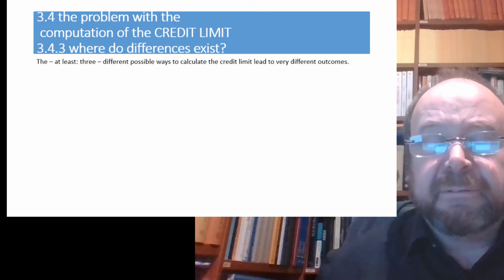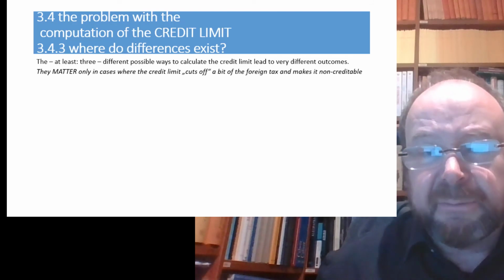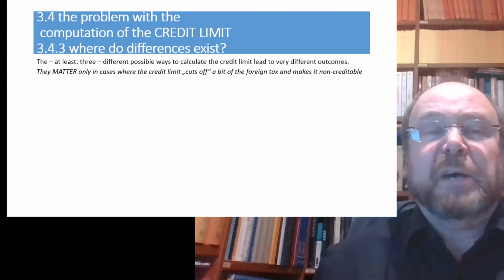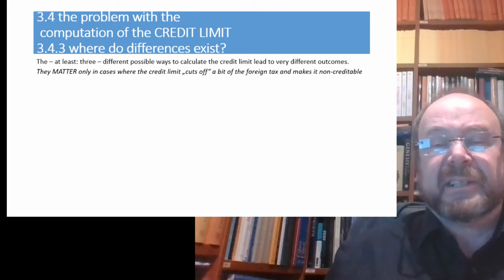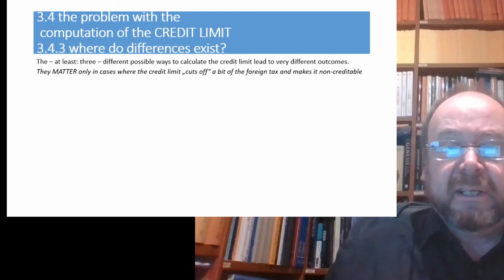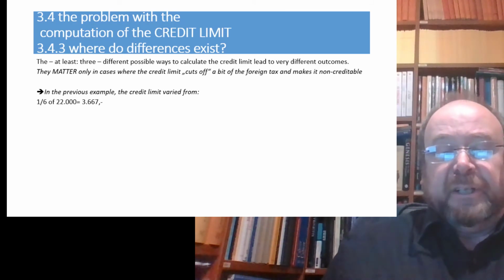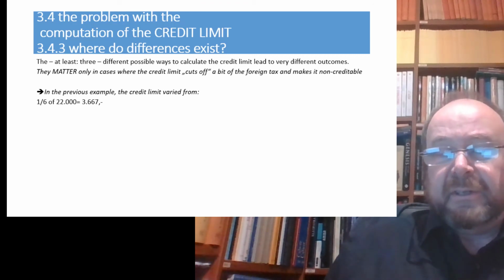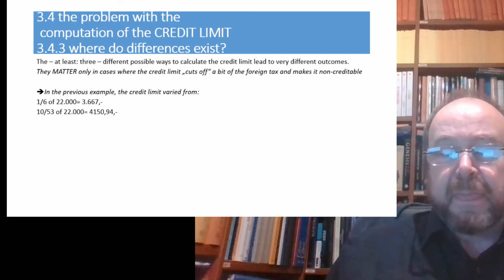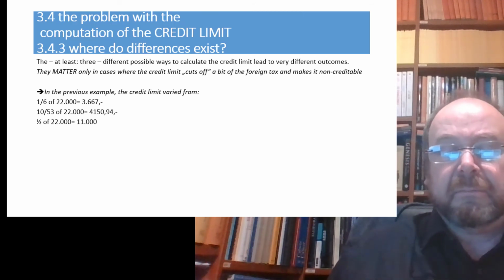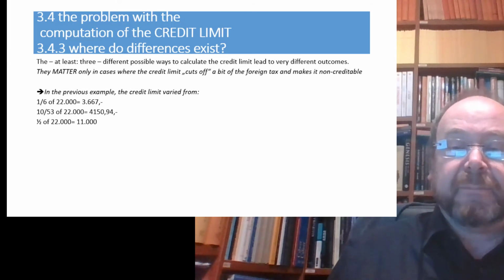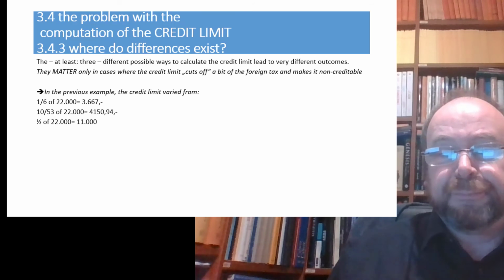Yeah, all these different possible ways lead to different outcomes for the credit limit. That matters only naturally when the credit limit cuts off a bit of the foreign tax. So if it's lower than the tax which you paid abroad, in other cases it does not matter. But if we have credit limits of 1/6 of 22,000, or 1053 out of 23,000, or 1/2, then you get considerably different amounts.